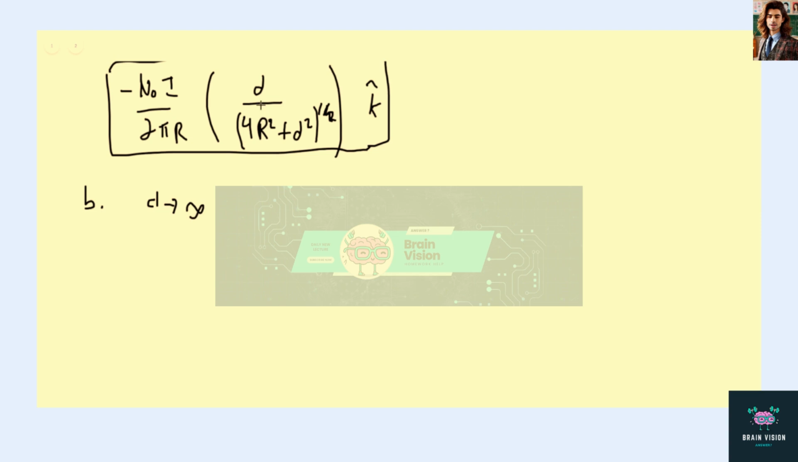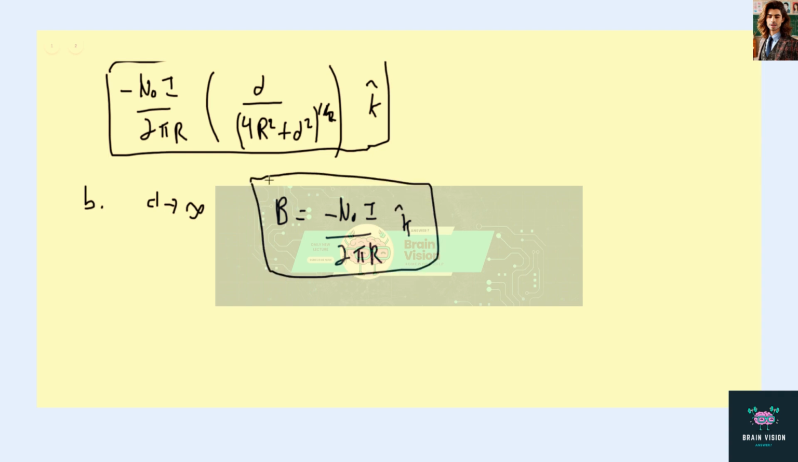Looking at the second term in the parentheses here, if d goes to infinity, the 4R squared in the denominator doesn't really matter. So we just have d over d squared to the 1/2, which is just d over d, or 1. So this whole term converges to 1 as d approaches infinity. Then we'd be left with just negative mu naught I over 2 pi R in the k hat direction, which is exactly what we found in example 11, or what we'd find using any number of methods for the magnetic field from an infinitely long wire at a distance R away.